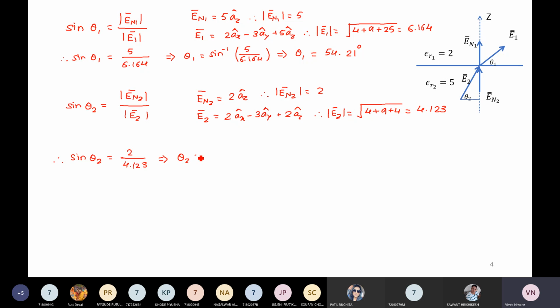This implies that theta 2 is equal to sine inverse of 2 upon 4.123. This gives us theta 2 equal to 29.02 degree. Okay, isn't it straightforward? Have you understood everything? Yes, sir. Okay, so you have to solve all numerical.